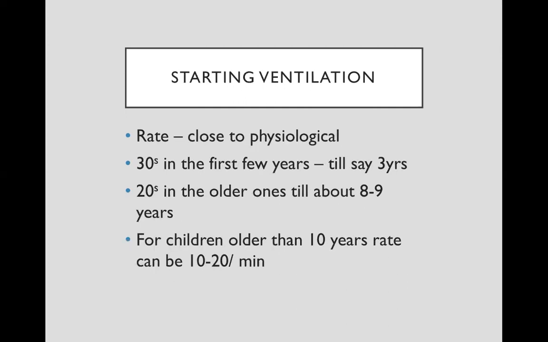Your rate would be as close to the physiological rate for age. So that would be 30s in the first few years, say till around 3 years, 20s in the slightly older ones till about 8 to 9 years. And for children older than 10 years, we can have a near about adult rate that is around 10 to 20 per minute.